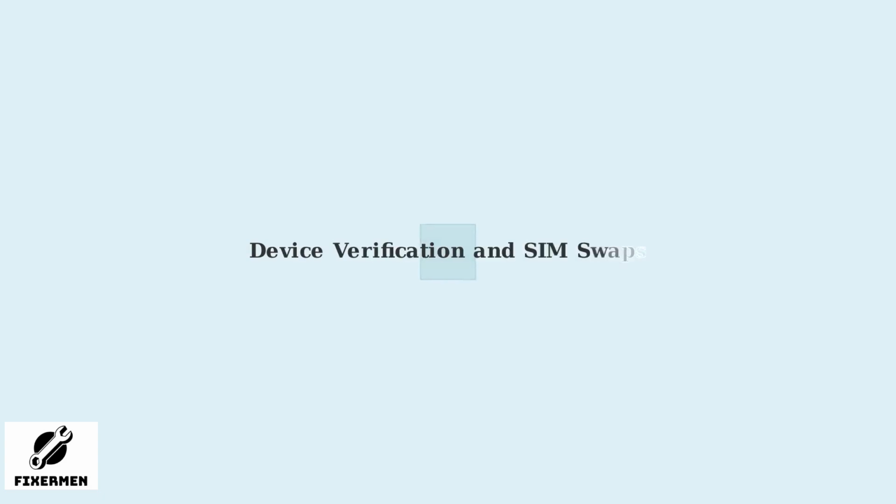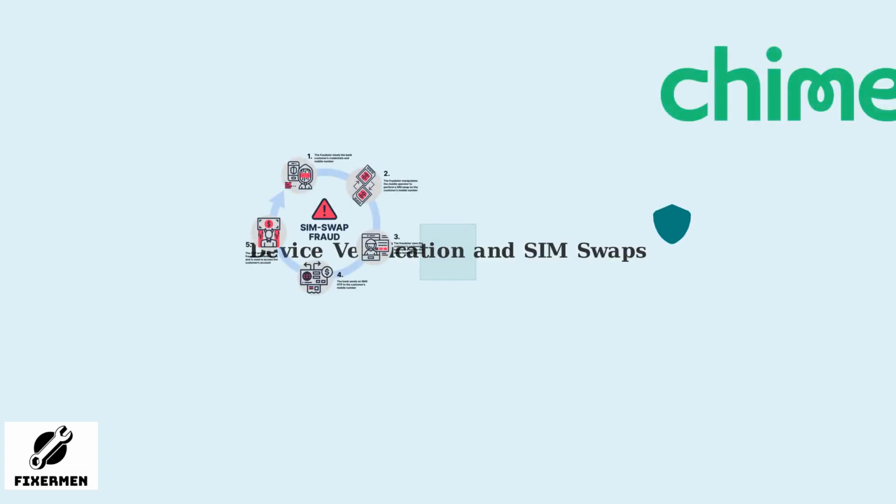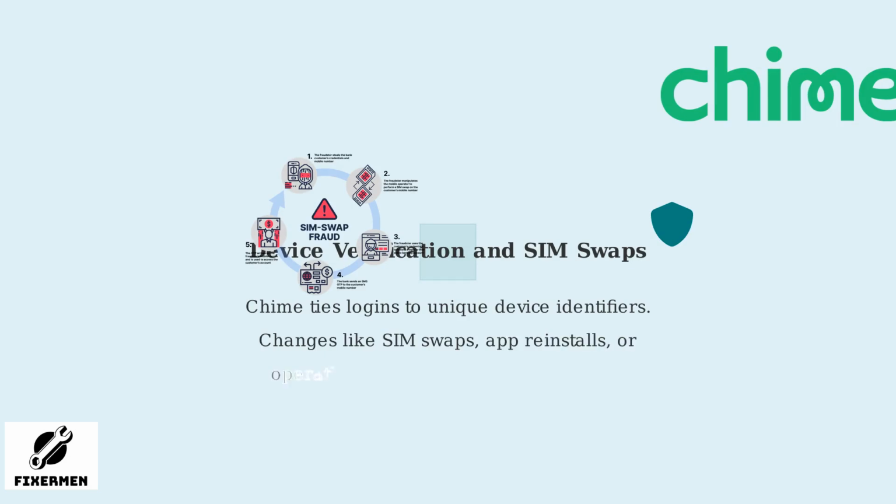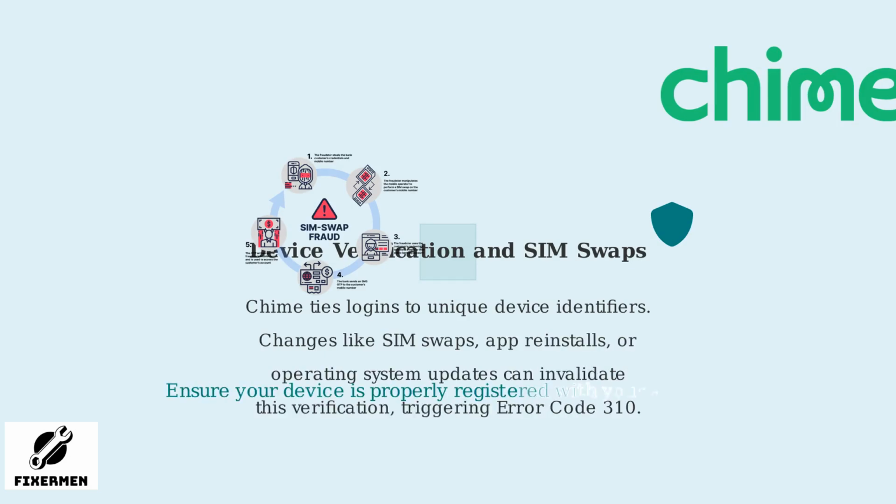Chime ties logins to unique device identifiers. Changes like SIM swaps, app reinstalls, or operating system updates can invalidate this verification, triggering error code 310. Ensure your device is properly registered with your account.